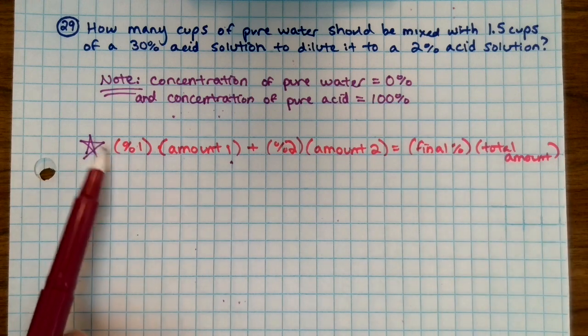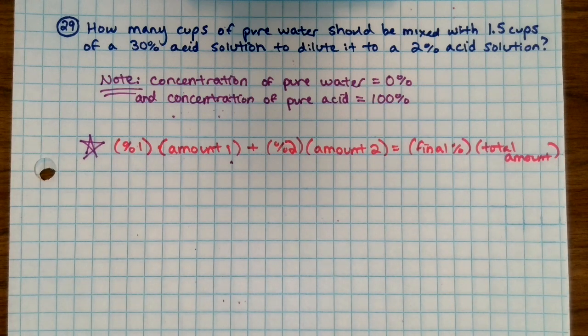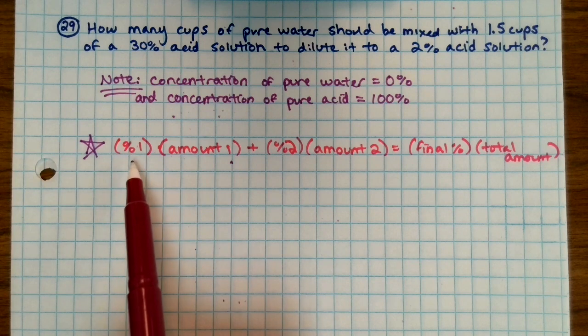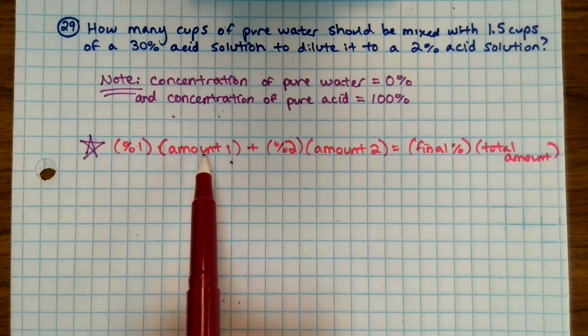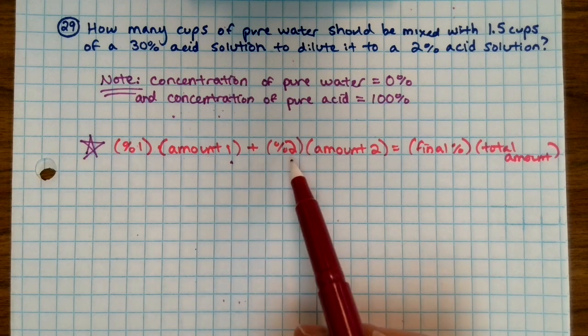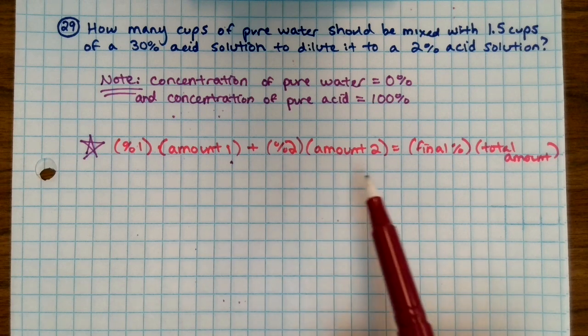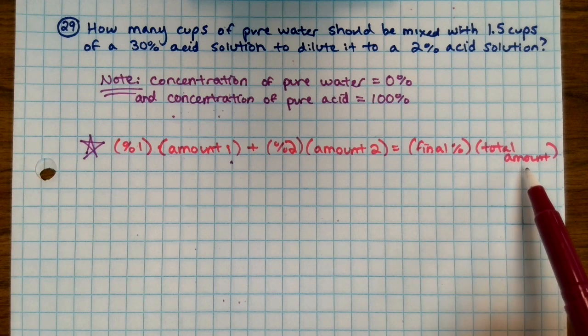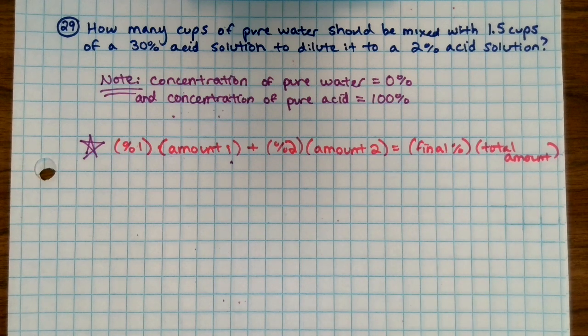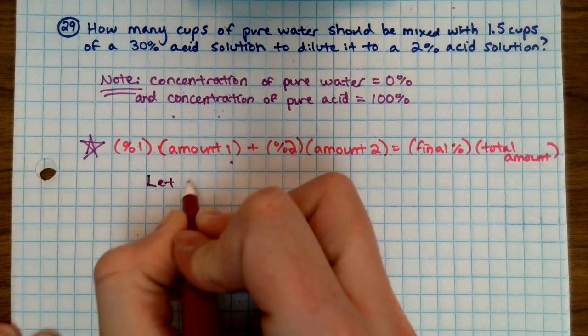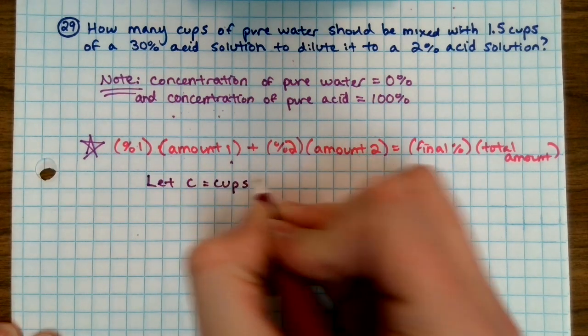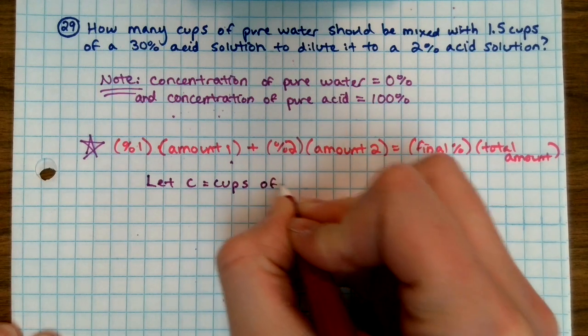This here that I have written out is the formula that we're going to use every time we do one of these questions. It's actually going to be very similar to our question using the salad dressings. So basically what this says is we're going to take the first percent, times the amount of that first item, plus the second percent of the amount of the second item, whatever that might be, multiply that together, equals the final percent times the total amount. So in this problem, we're going to let C equal the cups of pure water that's needed, because again, that's what we're trying to find. Cups of pure water.